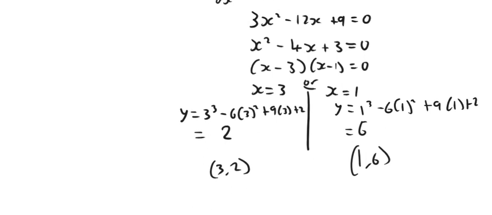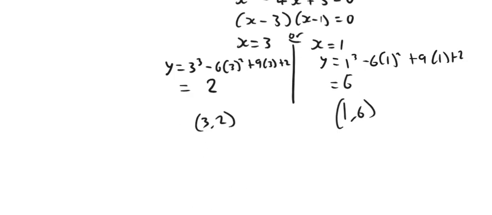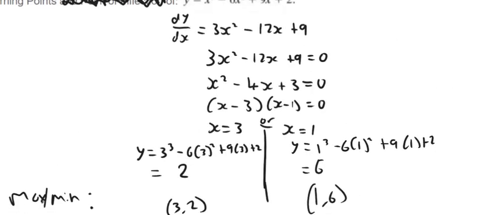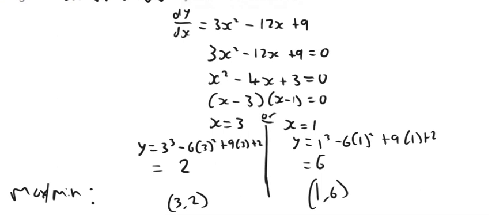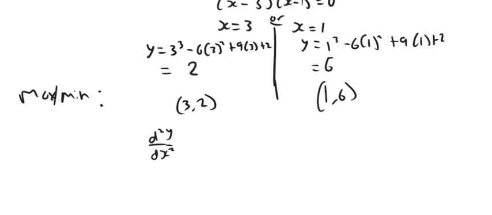So those are my max and mins. The last thing then is just to figure out which one is the max, which one is the min. So let's get d2y dx squared. That'll help us figure out. So d2y dx squared, so dy dx is this, so therefore it will be 6x minus 12.